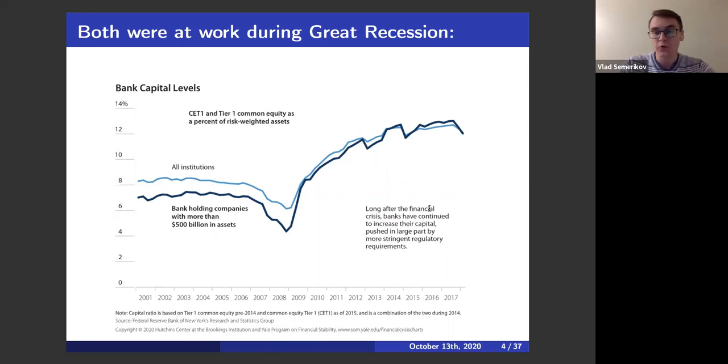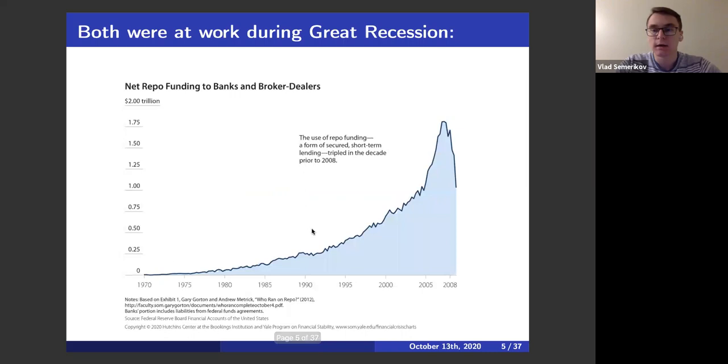Here we can see how rapid the erosion of bank capital was during the years of 2007 and 2008 on the one hand. On the other hand, there are also a lot of suggestions that during the years prior to the Great Recession, the banks' reliance on short-term funding, especially in the form of repo contracts, just skyrocketed, as we can see here. And in fact, the repo market was exactly the part of the financial system which experienced the most runs during the most recent global financial crisis.